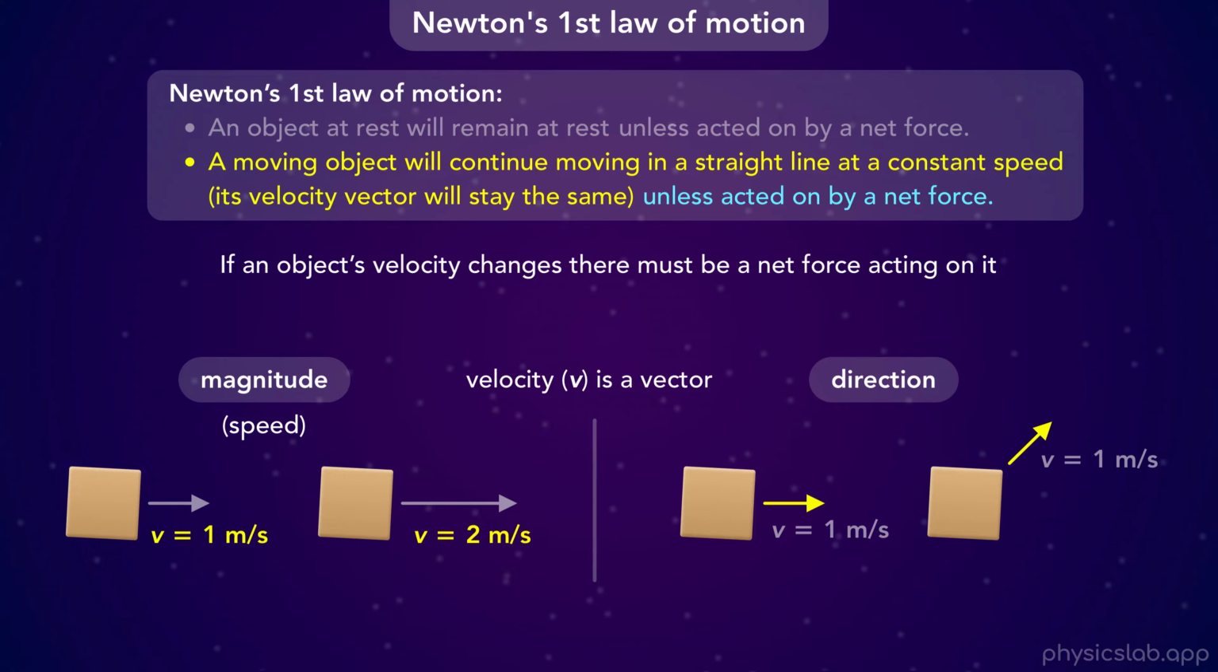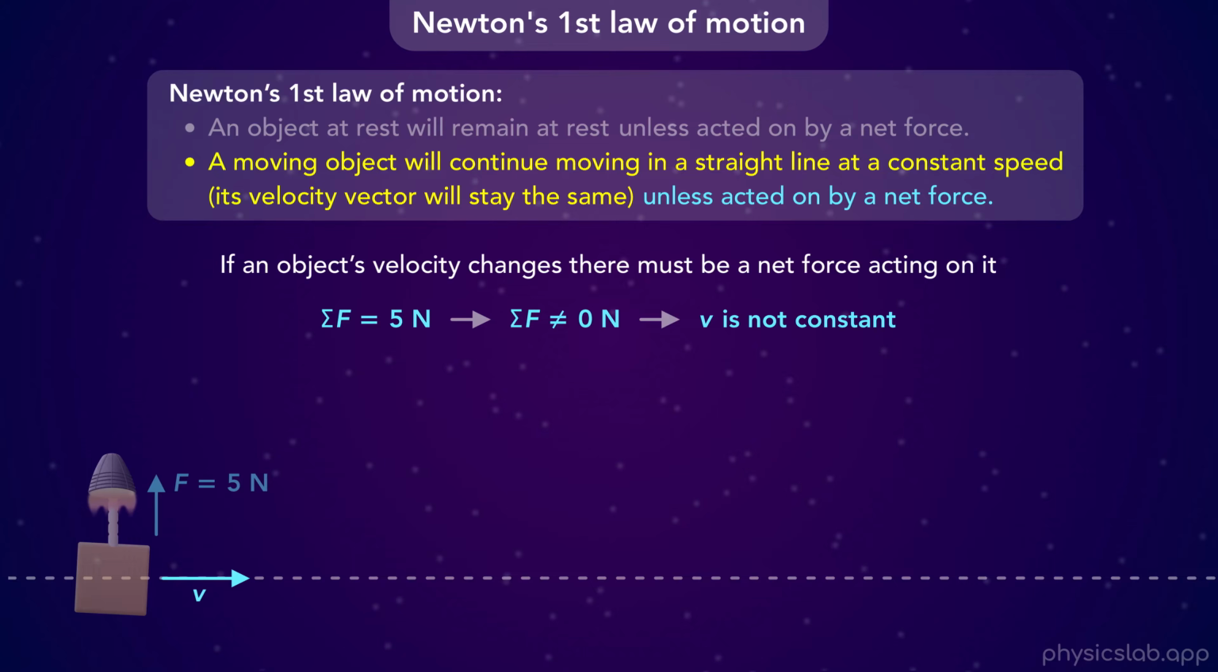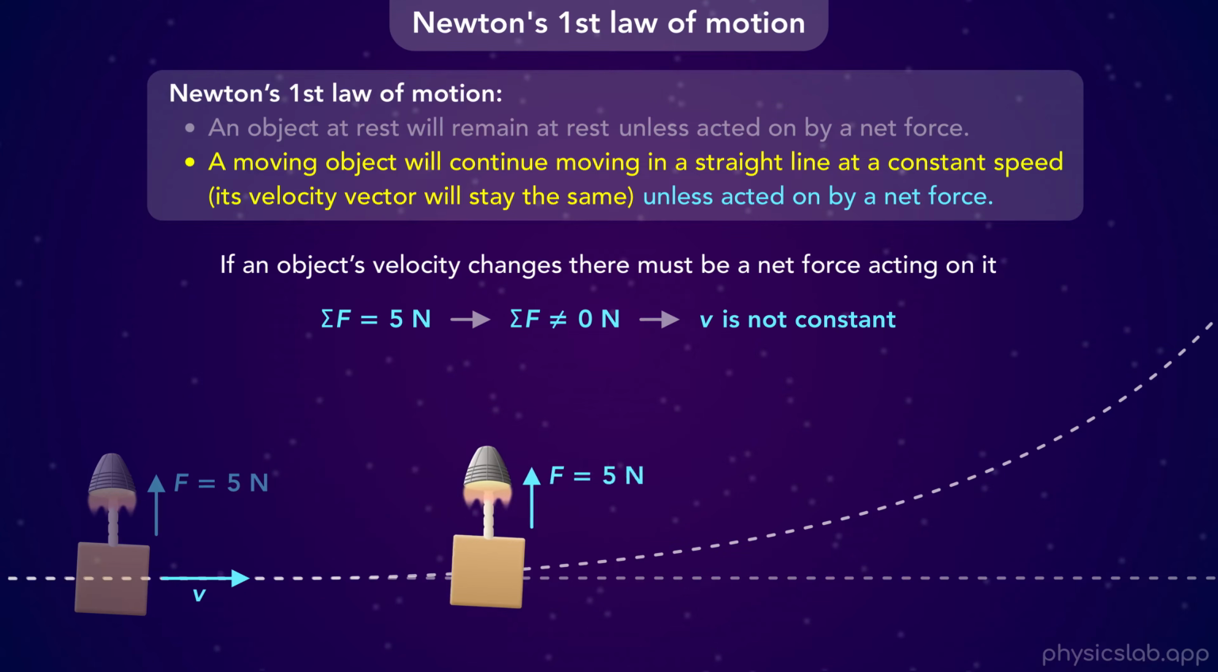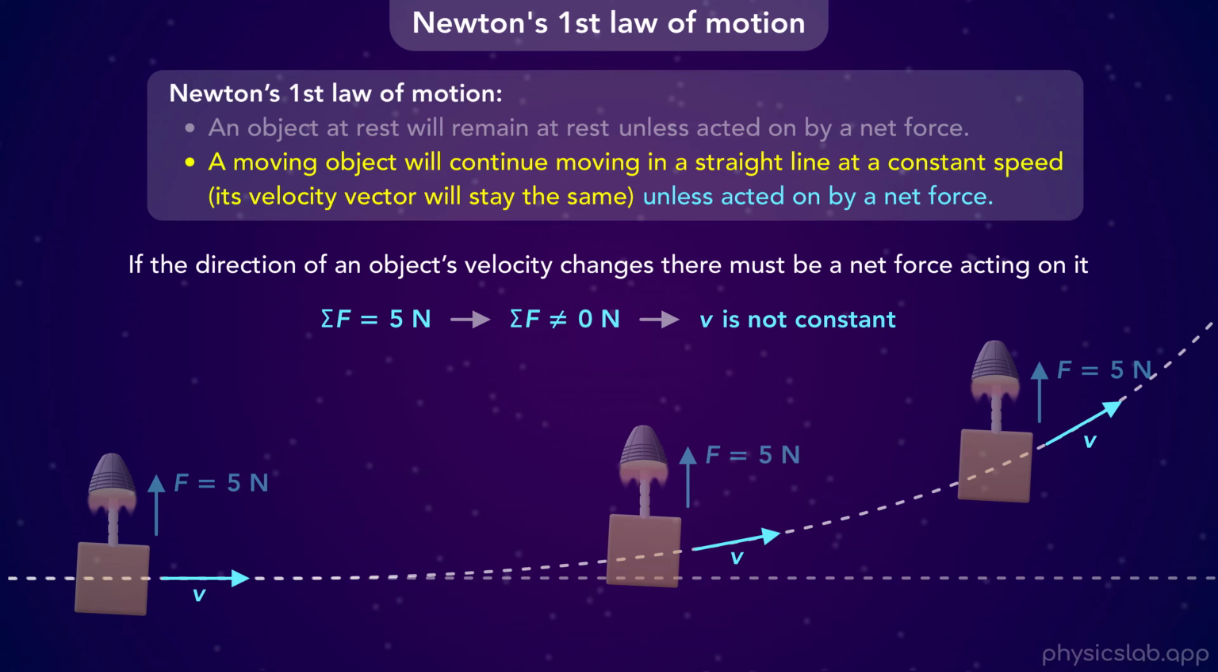Newton's first law applies to both parts. The speed and/or the direction will change if there's a net force. We saw how the speed would change, but how would the direction change? That happens if the net force is not parallel to the velocity. So if this box is initially moving to the right and the net force is upwards, the velocity will change direction. Newton's first law says a moving object will continue moving in a straight line at a constant speed unless acted on by a net force. So we can say if the direction of an object's velocity changes, there must be a net force acting on it.